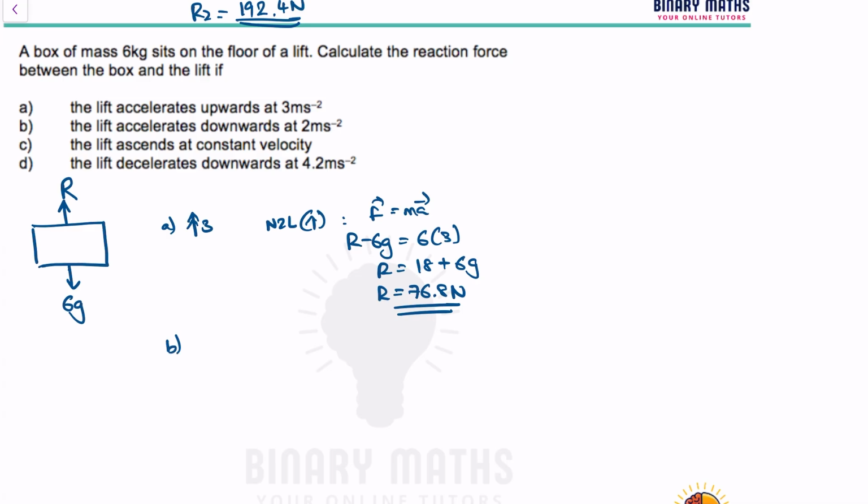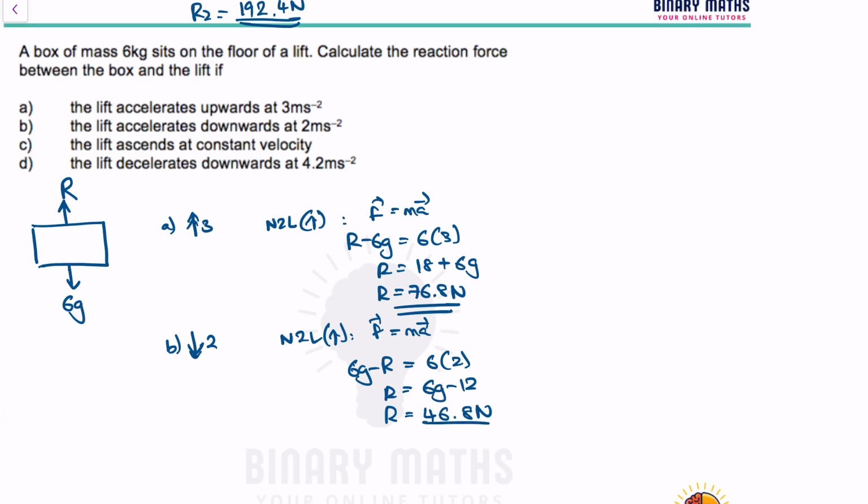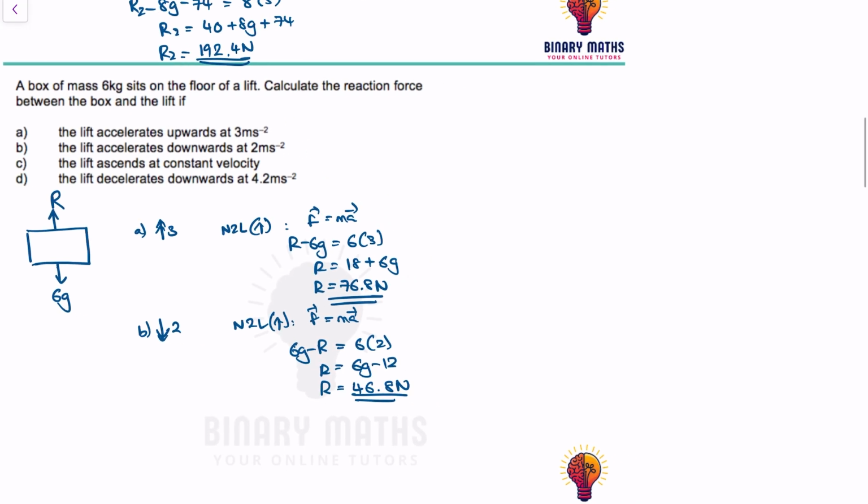For B, the lift accelerates downwards at 2 meters per second squared. So now it's traveling down by 2. So Newton's second law vertically, then F is equal to mass times acceleration. So if it's going down, then the resultant force is 6g take away R is equal to 6 times 2. So R will be equal to 6g take away 12. So R must be equal to 46.8 newtons. So that would be B.